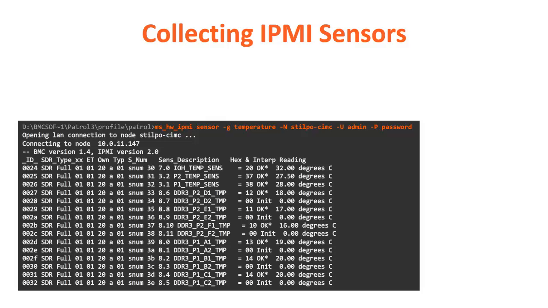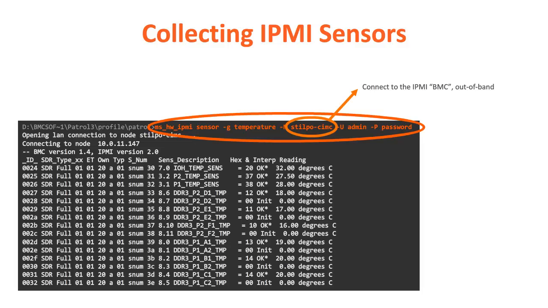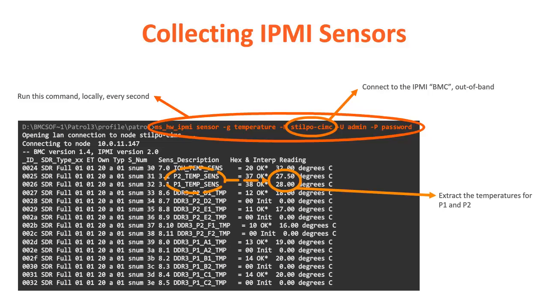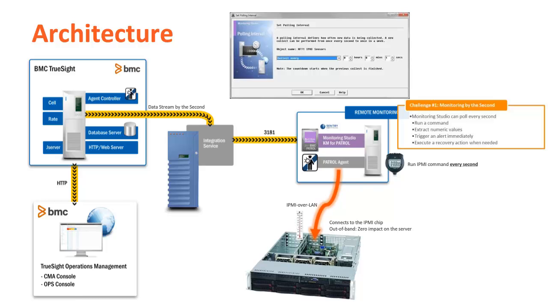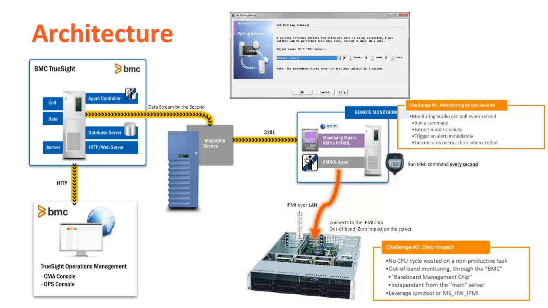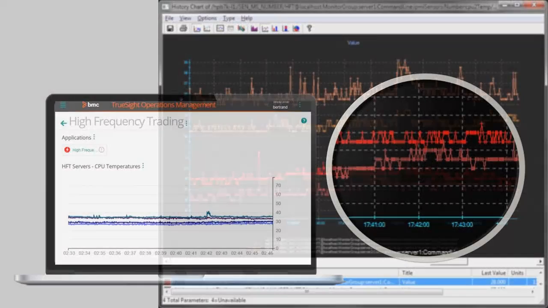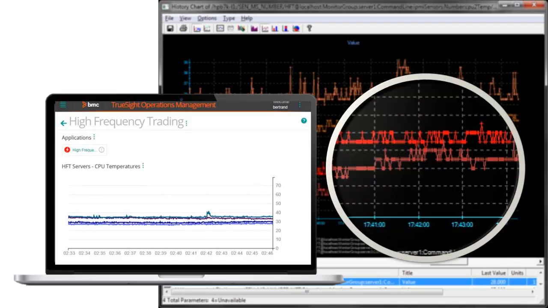In our example, we configured Monitoring Studio to run an IPMI command every second and extract the temperature information. Because Monitoring Studio connects to the IPMI chip, there's no impact on the server. This is called out-of-band monitoring. No CPU cycle is therefore wasted on a non-productive task. So, BMC TrueSight Operations with Monitoring Studio is the appropriate solution for this type of extreme monitoring. Funnily, the information displayed in the BMC console looks quite similar to a trader's screen.